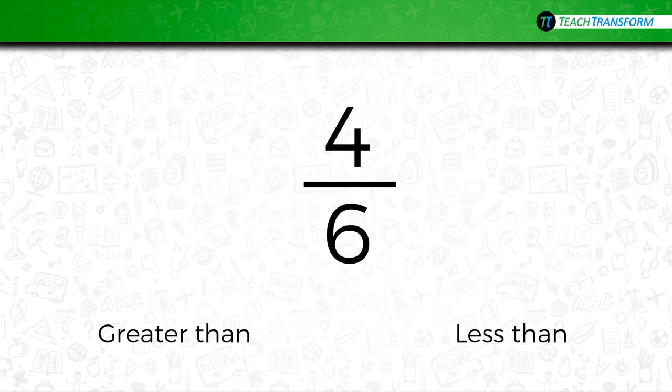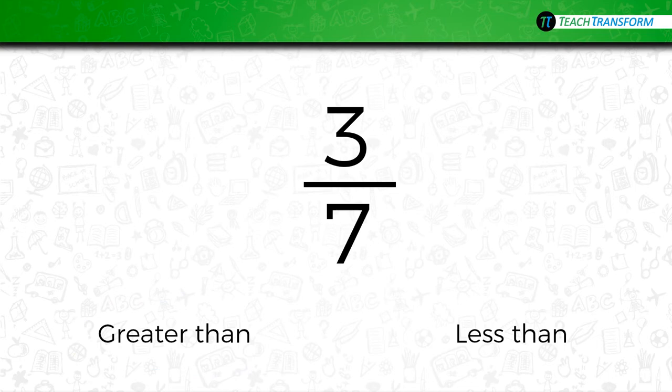This is part 3, number 1, 4/6. Is 4/6 greater than or less than 1/2? 4/6 is greater than 1/2. We know it's greater than 1/2 because 3/6 is 1/2 and 4/6 is more than that. So that means that 4/6 is greater than 1/2.